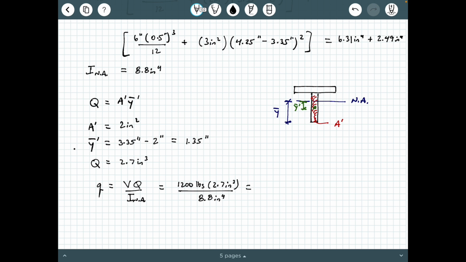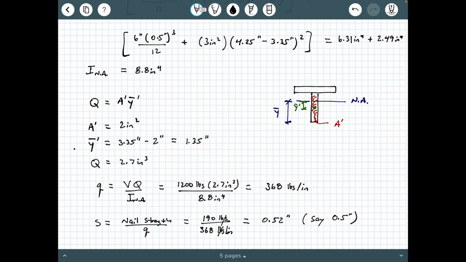And so punching this through, I get 368 pounds per inch. Now we know that the spacing required is going to be the nail strength divided by q. And so that nail strength was 190 pounds per nail. And what is being applied, I should say, is 368 pounds per inch. So we see the pounds cancel, and we get 190 divided by that 368. And so we get 0.52 inches. And I'm going to say 0.5 inches of spacing.